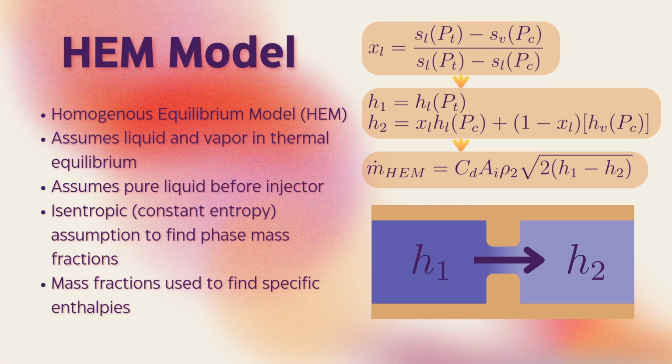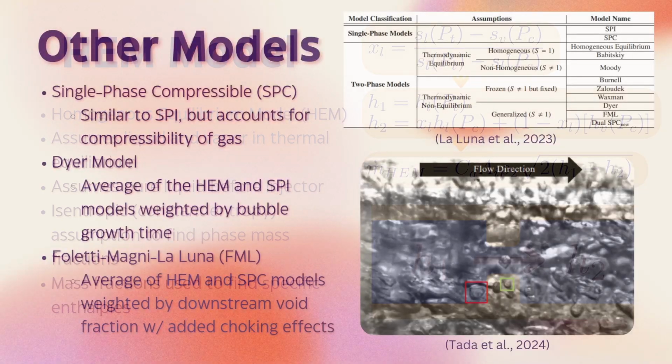The next model is the homogeneous equilibrium model. It has to do with the enthalpy and the entropy across the injector. It assumes that the fluid is isentropic and then uses that fact to find the mass fractions of the liquid and the vapor. And then you can find the specific enthalpies of those phases because you're on that saturation line. And then it uses the difference in the specific enthalpies to find the mass flow rate. This one also sucks. I mean, none of these flow models are that good.